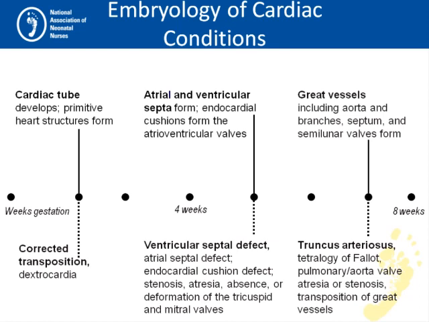The great vessels, including the aorta and branches, septum, and semilunar valves, form before the 8th week. Abnormal development during this stage of development can cause truncus arteriosus, tetralogy of Fallot, pulmonary or aortal valve atresia or stenosis, and transposition of great vessels.